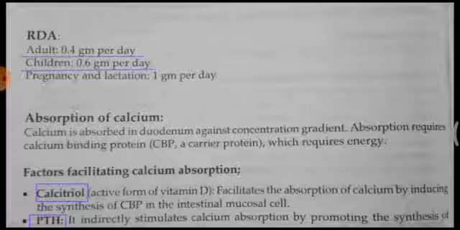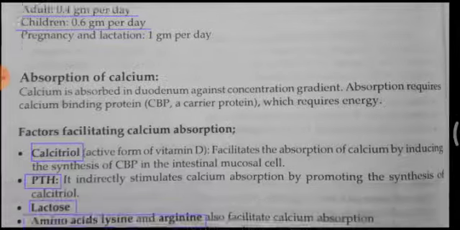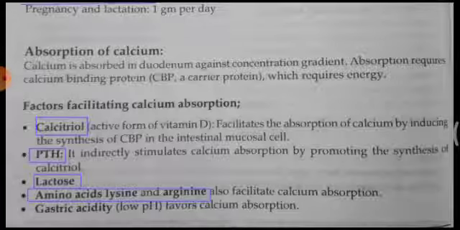Now the factors facilitating calcium absorption. For better absorption of calcium obtained from the diet, these factors are very important. Not just by taking calcium containing food, it should be absorbed and utilized by the body, and for that these factors are very useful. Calcitriol, the active form of vitamin D, facilitates the absorption of calcium, and parathyroid hormone indirectly stimulates calcium absorption. Lactose also facilitates the absorption of calcium. The amino acids lysine and arginine help in calcium absorption. Gastric acidity favors calcium absorption. So these factors are helpful in the absorption of calcium from the intestine and duodenum.